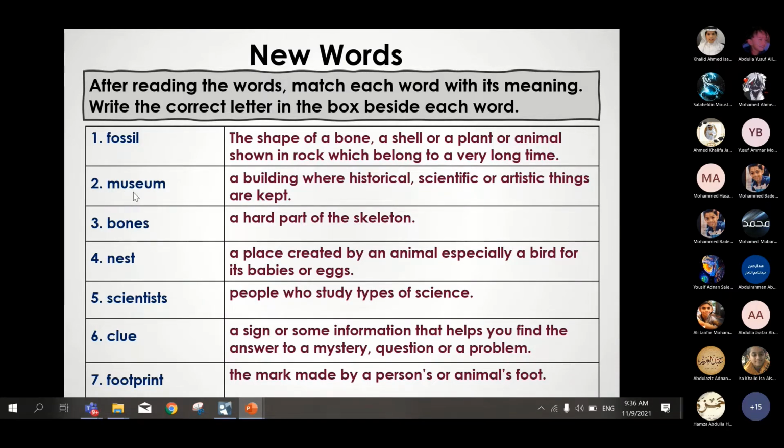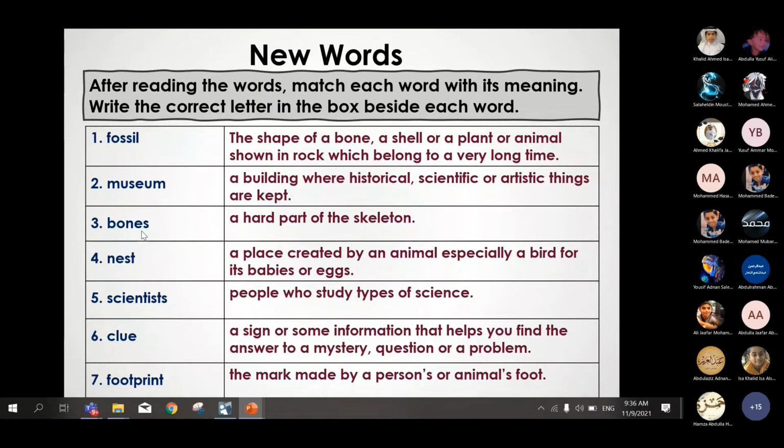Museum. Say museum. Yeah, what is the meaning of museum? It's a building where historical. Can we read, please? No, let's show it before and then you can read. The museum is a building where historical, scientific, or artistic things are kept. Here in Bahrain, you can go to the National Bahrain Museum. It's in Manama in the Dolphin area. Okay. So, right. What about number 3?